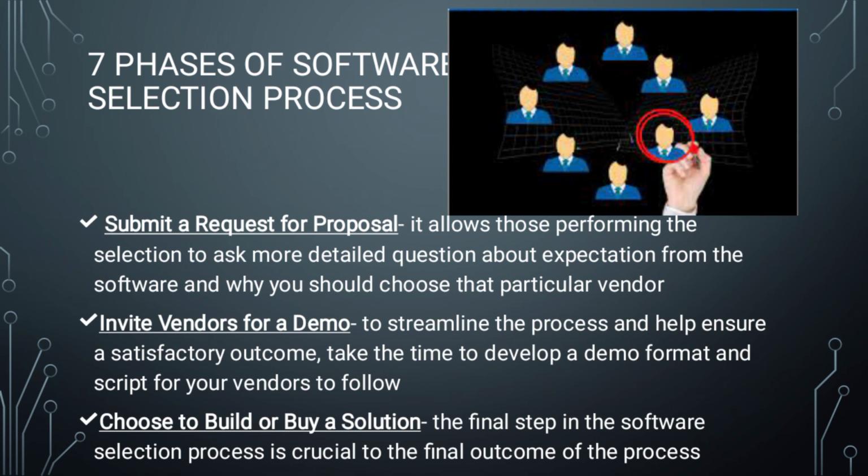The last is to choose to build or buy a solution. This is the final step in the software selection process where it is crucial to define the final outcome of the process. You will need to choose whether you want to buy a software solution from a vendor or build a solution in-house. While this step may seem counterproductive, you may find the solutions offered by your vendors are not going to meet your needs. If you do choose to buy software, you will need to negotiate a contract with the vendor.